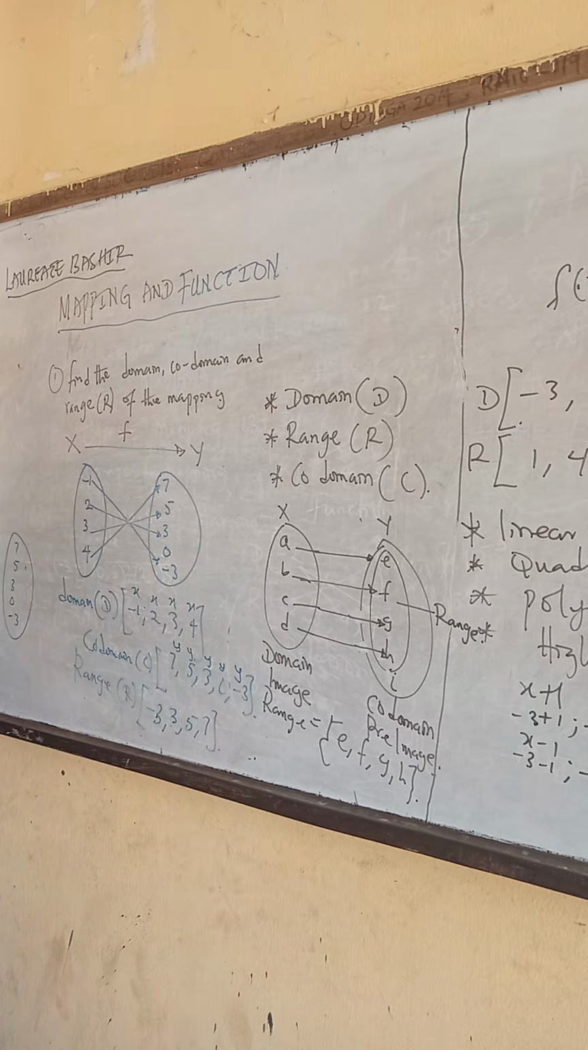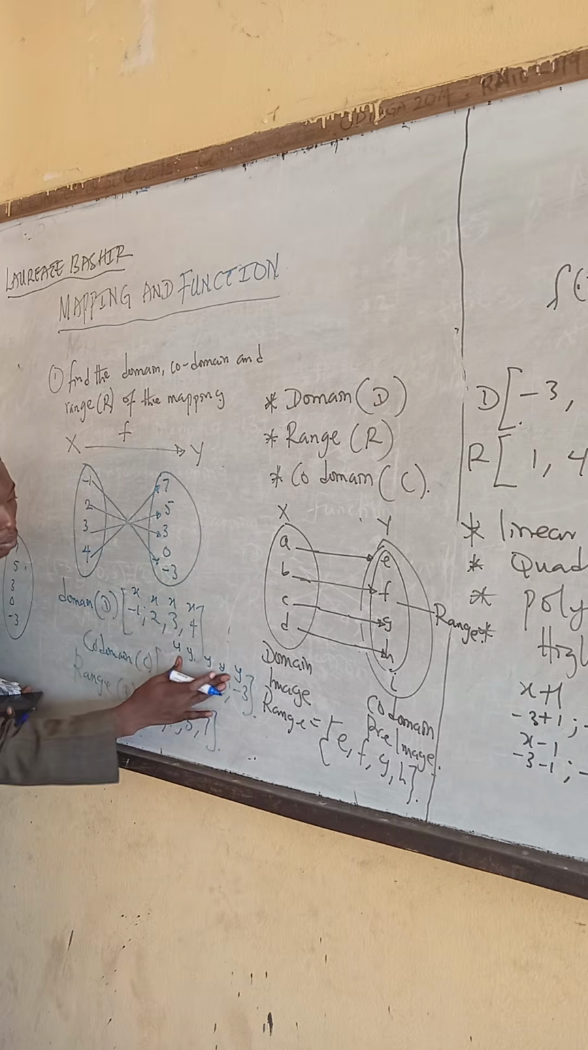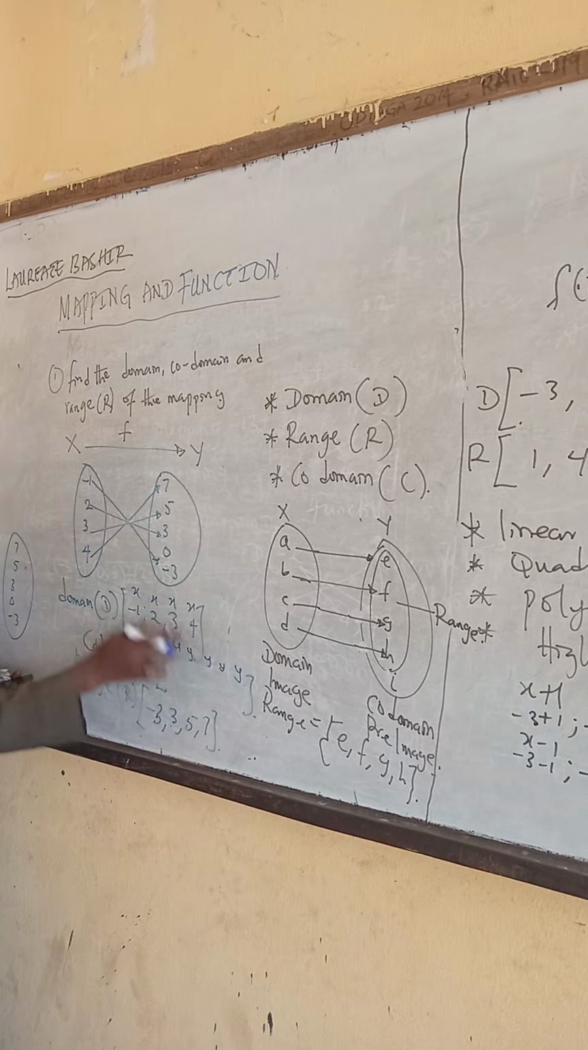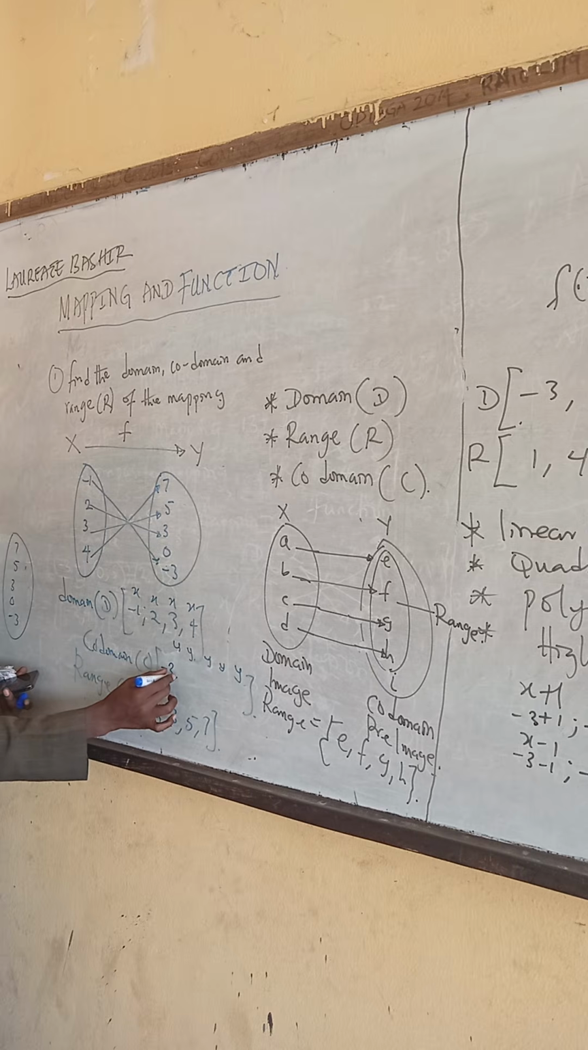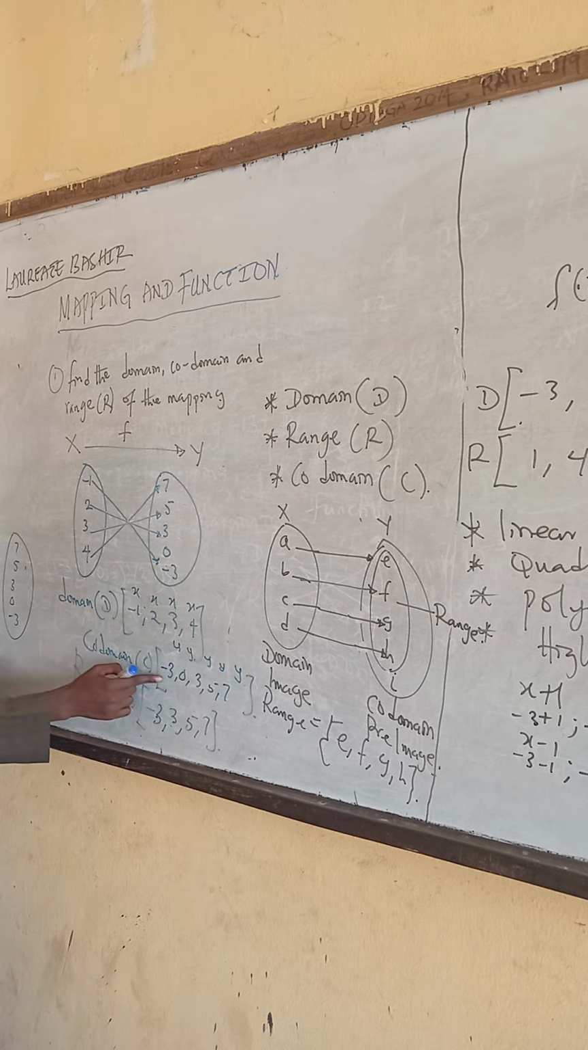It's always good to write from the lowest value. You get? So I didn't do it like this, I write it like this. I want to write it from the lowest value, which is -3, 0, 3, 5, and 7. So -1 is mapped to -3. Then 2 is mapped to what? Okay, 2 is mapped to 3.